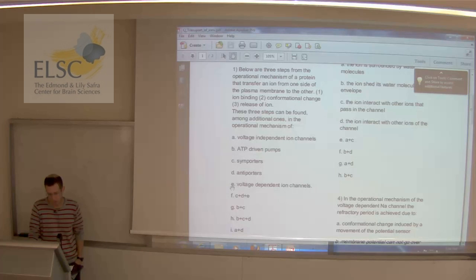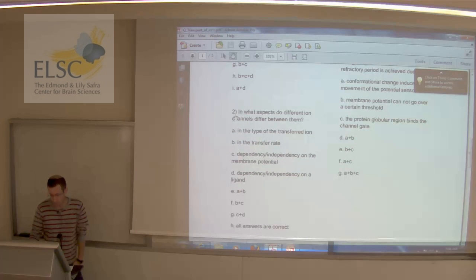So we have E, voltage-dependent ion channels. What do you think? Because again, it's a channel, and if you say that there's no ion binding, not right. That's the most accurate thing to say. So there's no ion binding. So it's only true for B, C, and D, which is H. Okay.